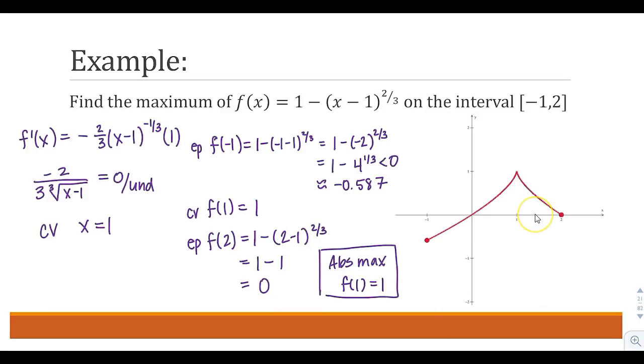Now we'll acknowledge the graph. Here we have our f of x defined between negative 1 and 2. We can see our critical value where the derivative does not exist at x equals 1, and our absolute maximum occurring at that location as opposed to at the endpoints.